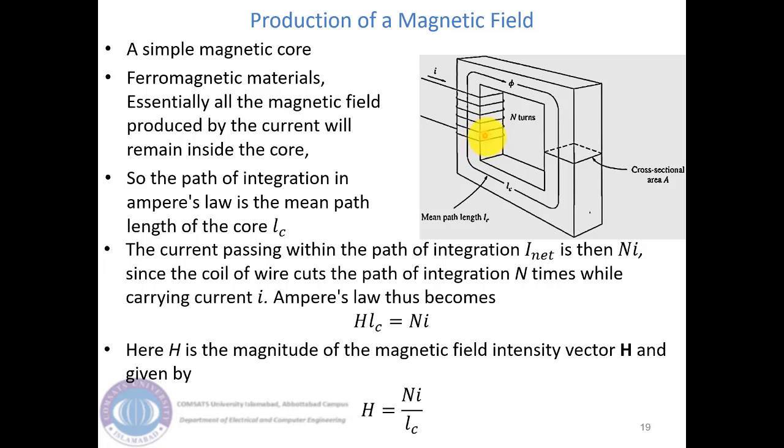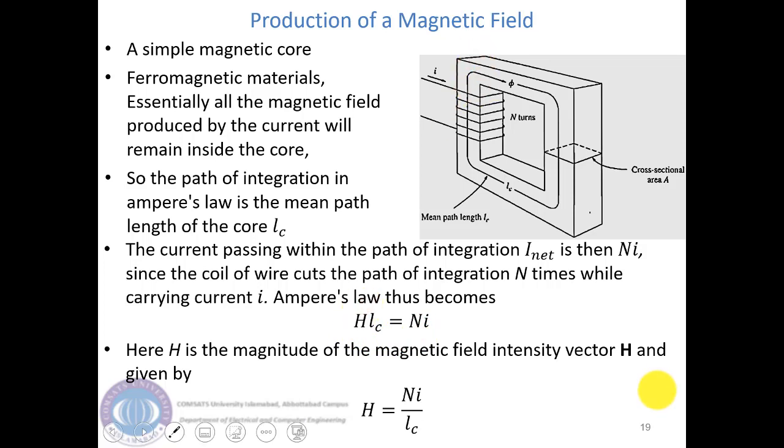So the current passing within the path of integration, I net, is then Ni, because N is the number of turns. If you have only one turn, I net will simply be I. But here, because of all these wires, we have current contributing to the production of this flux. That's why we multiply N times the current passing through this coil. So Ampere's law will simply become H Lc is equal to Ni.